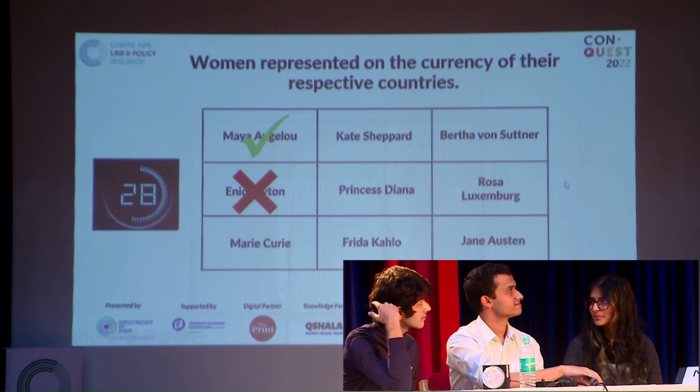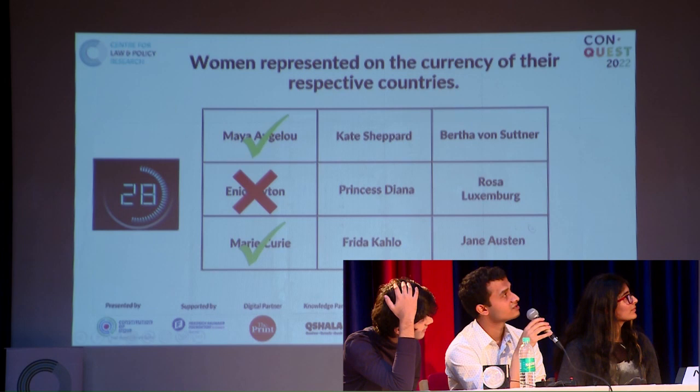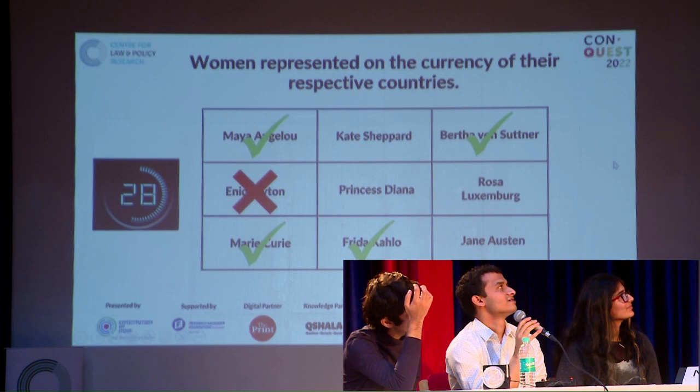Go Marie Curie. Absolutely right. On the Polish currency. Go Frida Kahlo, on the Mexican currency. Go Bertha von Suttner. Absolutely right. One of the earliest Nobel Peace Prize winners. I think they're getting all the right answers now. Okay. And one more chance, perhaps.